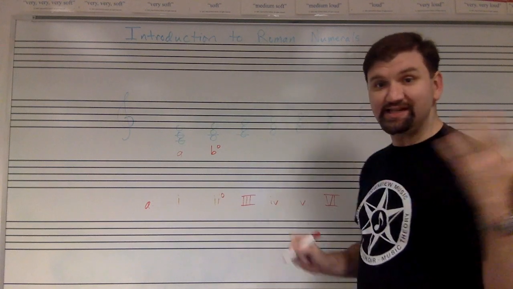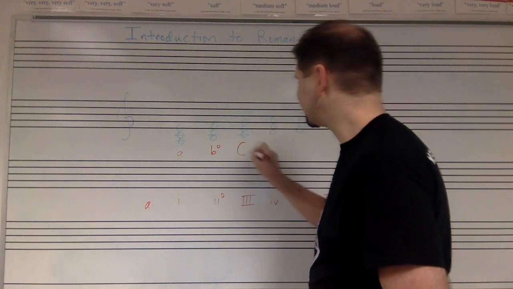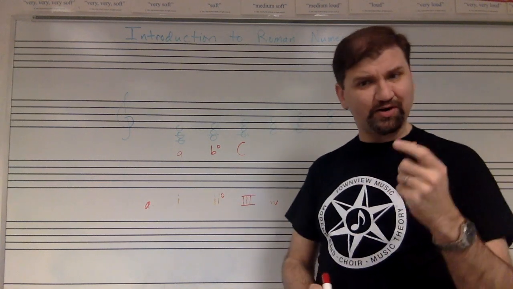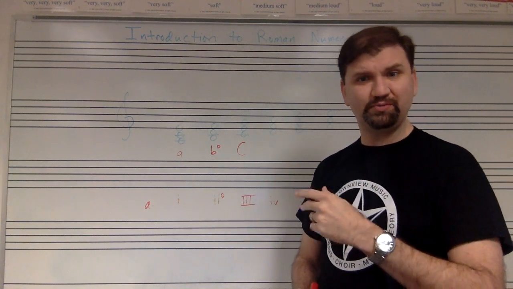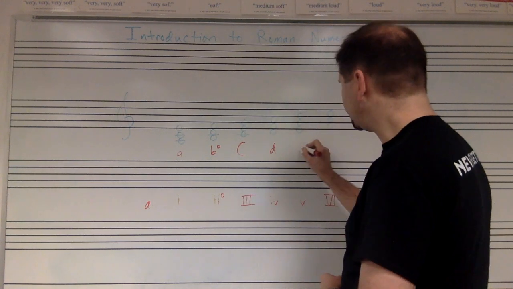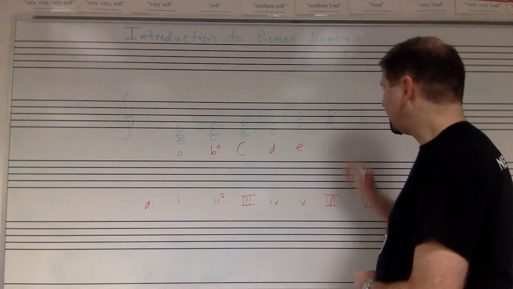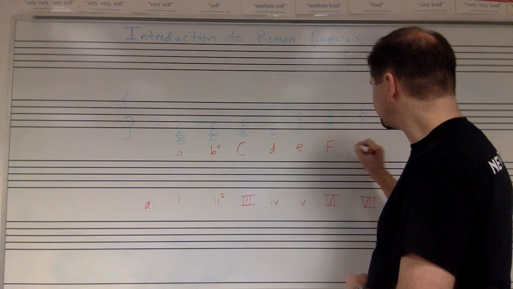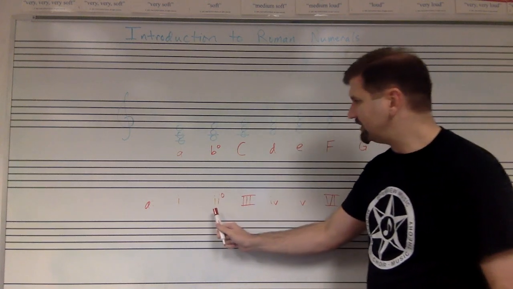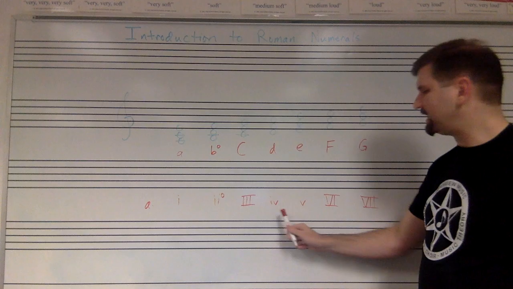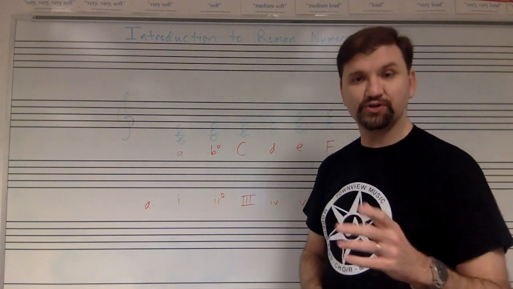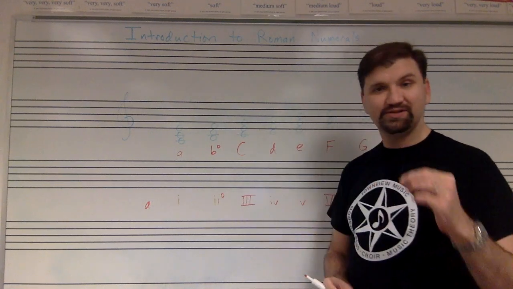Next chord is C, E, G, C major. And then I have D, F, A. Are you remembering these from our C major scale just a few moments ago? D, F, A is a D minor chord. E, G, B is an E minor chord. F, A, C is an F major chord. And G, B, D is a G major chord. And sure enough, minor, diminished, major, minor, minor, major, major. The minor pattern also holds true for every single scale.